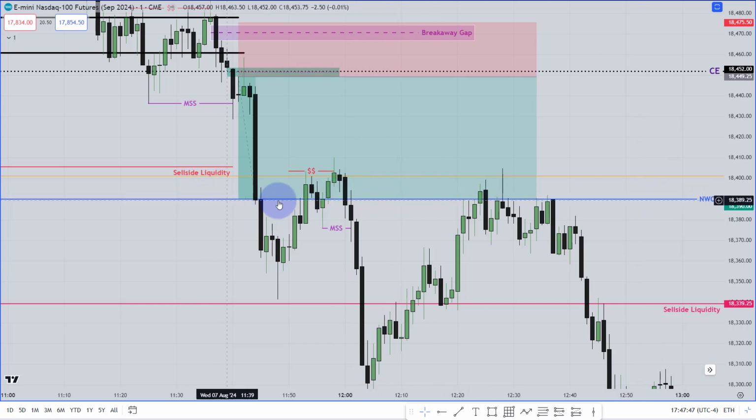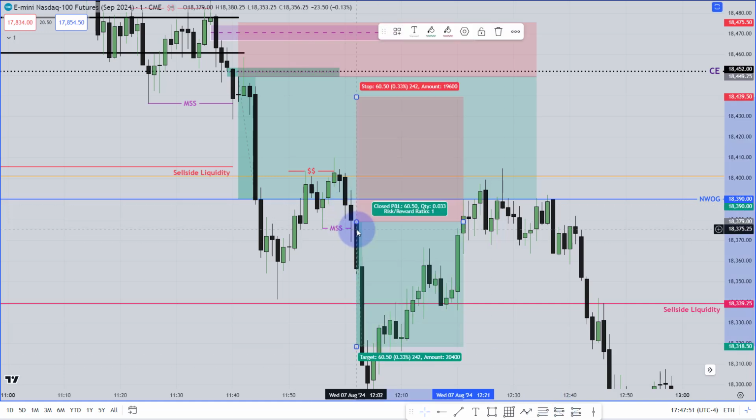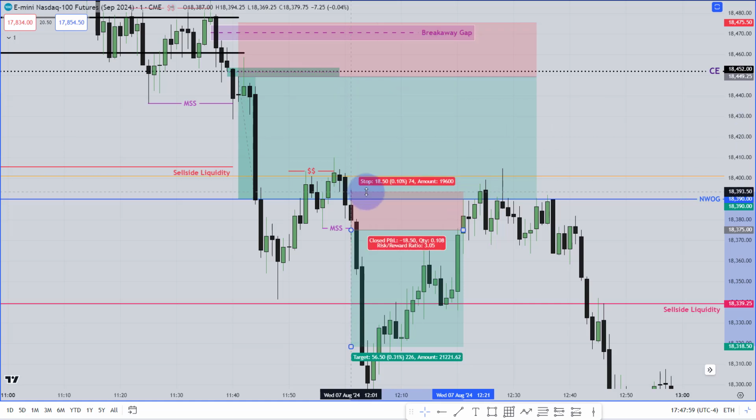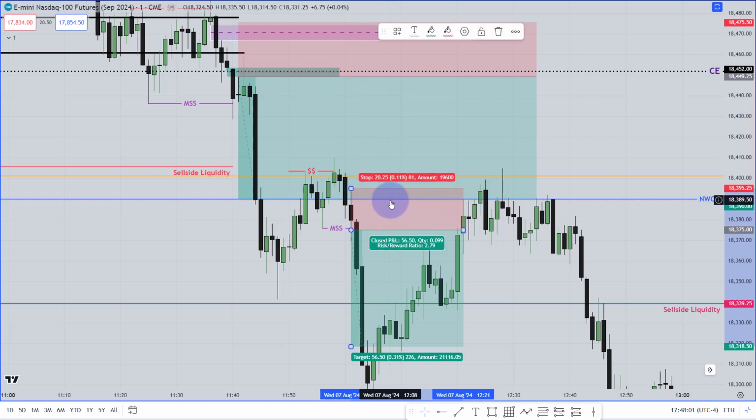I mean that new week opening gap from your stop loss. So here your entry should be there when you got the market structure shift, just one tick below that low. One tick below that low. Cover that new week opening gap, maybe new week opening gap low.